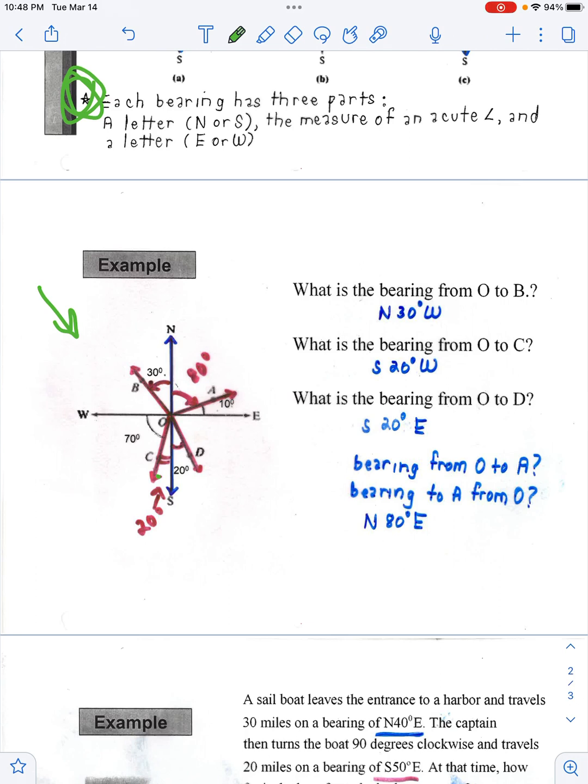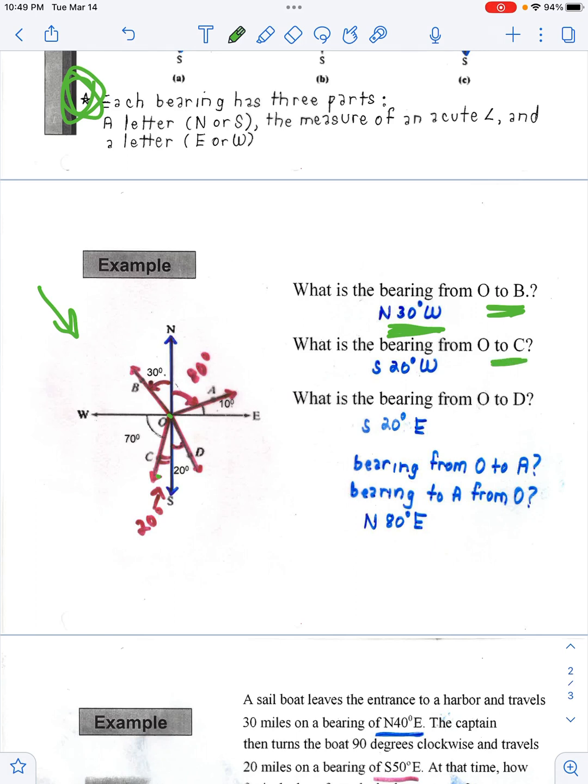So the first question says, what is the bearing from O to B? So I need to find the ray OB, and that's going up and to the left, and up means north, and left means west, and sandwiched in between is that angle that's going from the north-south line to the ray OB. And that angle is given to us as 30 degrees. So that's our bearing.